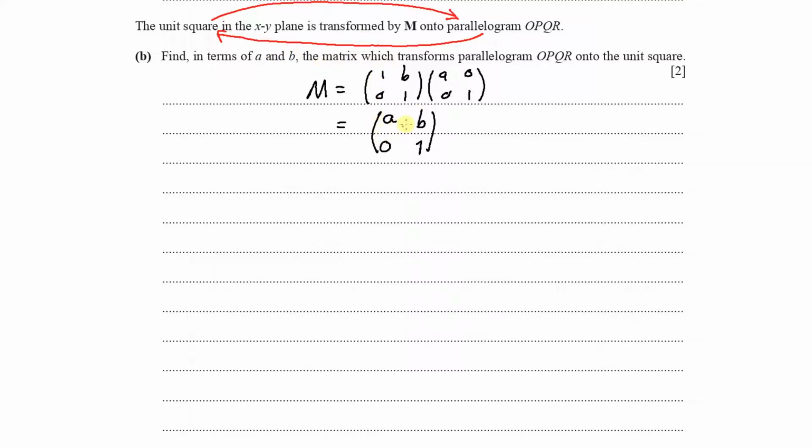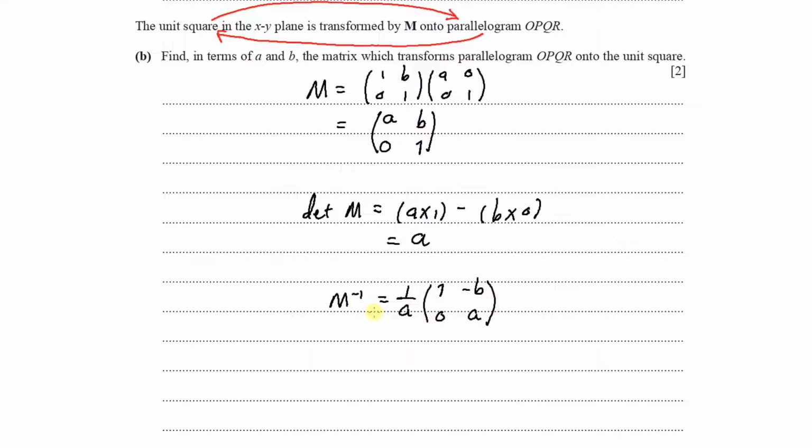And in order for us to get the matrix which takes the image, the parallelogram, back to the unit square, it means we would need to find the inverse of M. So let's start with the determinant of M. The determinant of M is A times 1 minus B times 0. A times 1 is A and B times 0 is 0. So we get A as the determinant. So if the determinant is A, then the inverse will be 1 over A, and we switch positions for A and 1. So that's 1 here and A. And we change the signs for B and 0. So that would be minus B here and 0. So we now have the inverse, and that's the matrix that transforms the parallelogram back to the unit square. So that's our answer for part B.